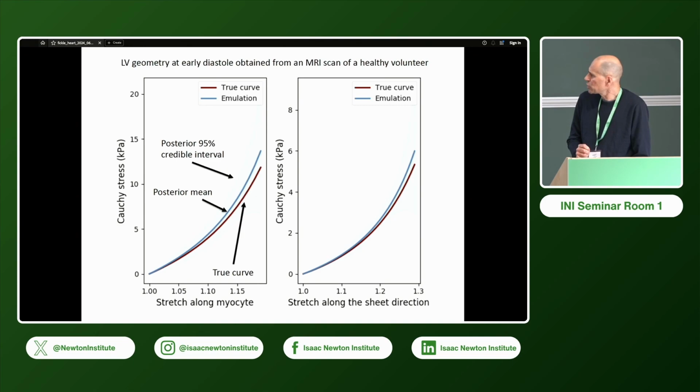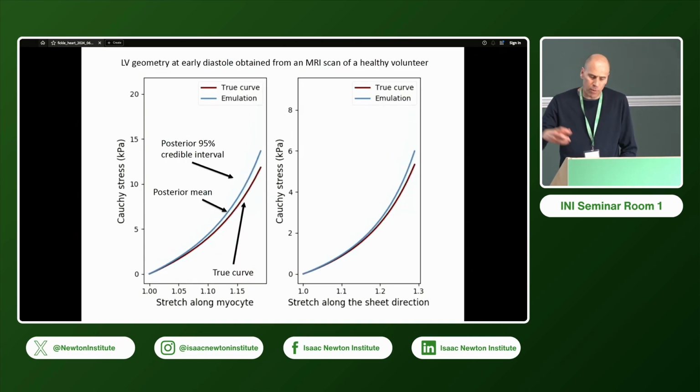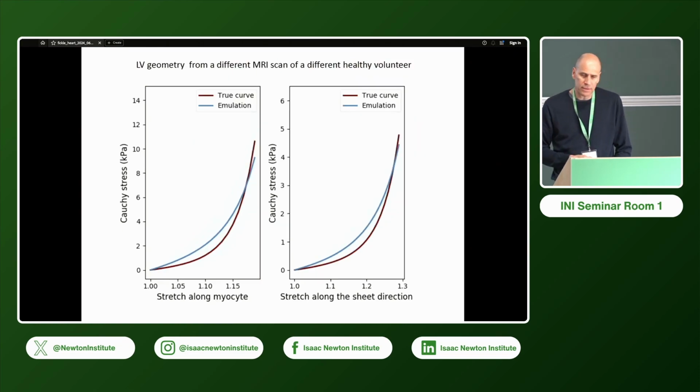That is along two different directions, along the myocytes and along the sheet direction. That is for a particular geometry from a healthy volunteer. And here's another example from another healthy volunteer. So that is good news.